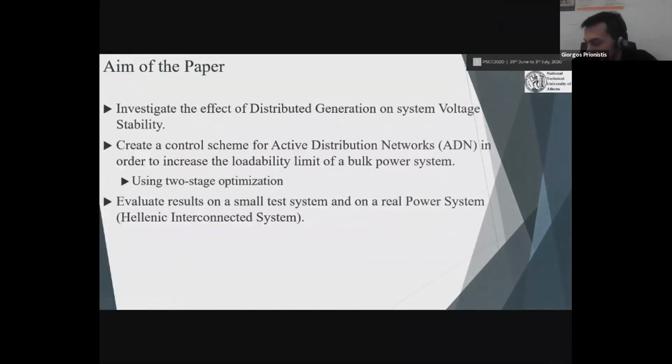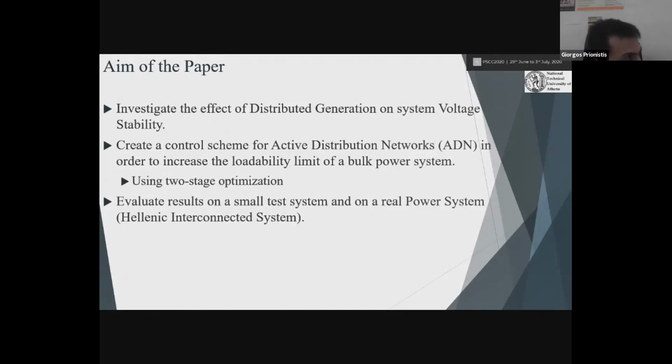So, the main aim of this paper is to investigate the effect that distributed generation can have on the system's loadability margin, considering that distributed generation, especially on the distribution side, is constantly increasing.